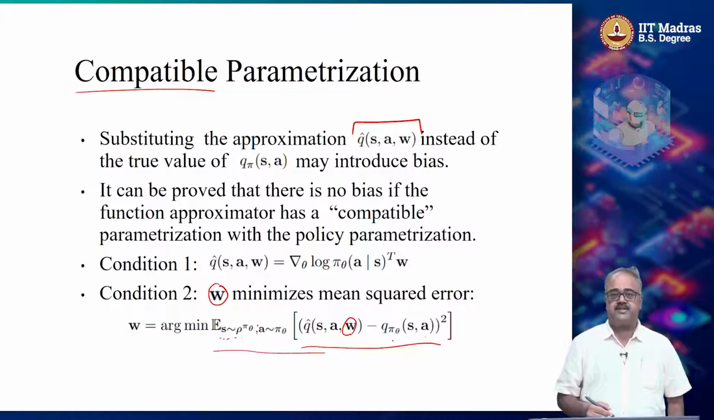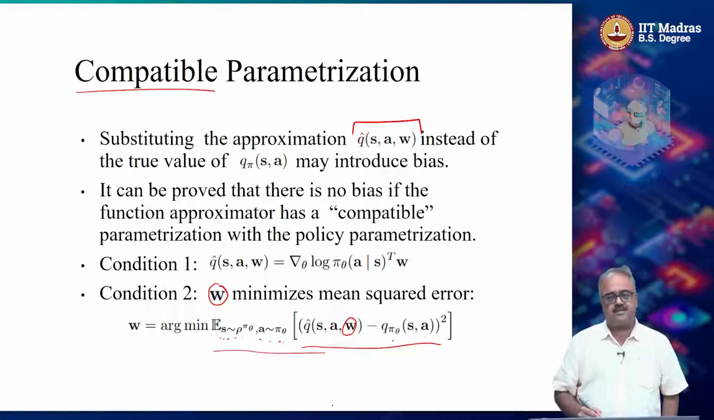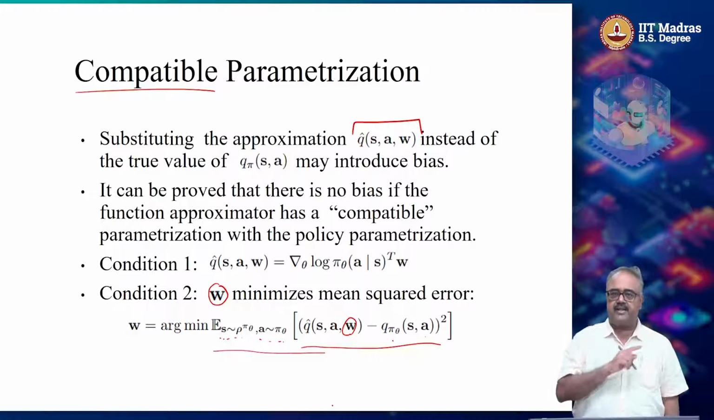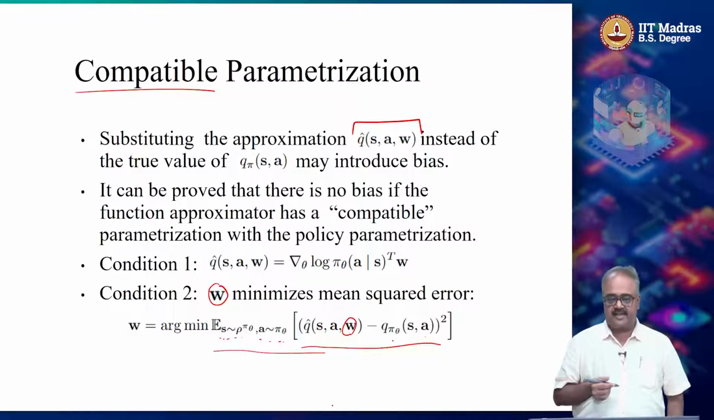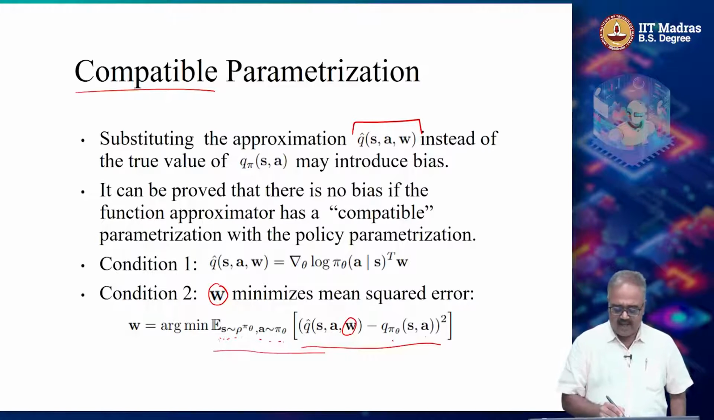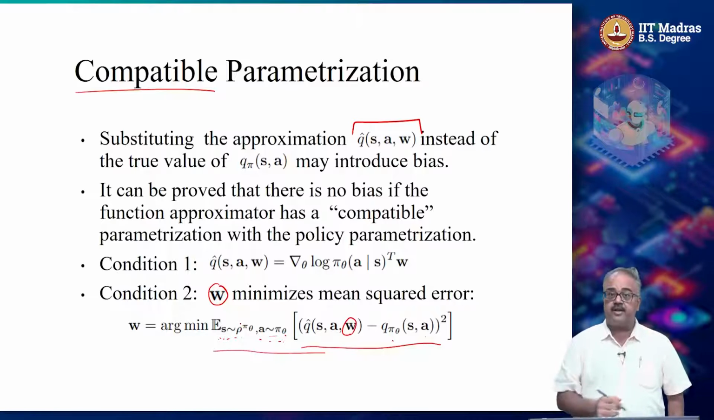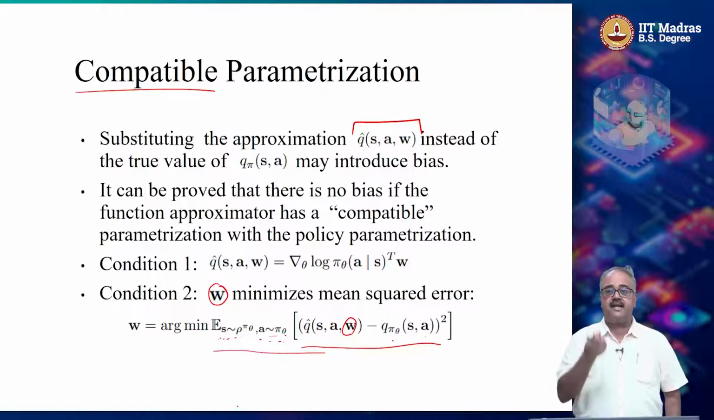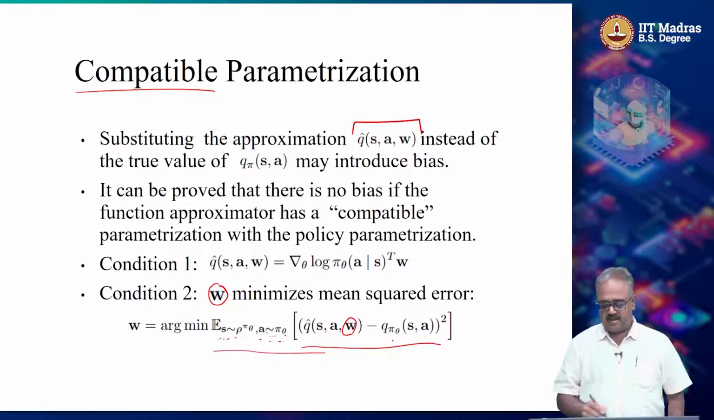That basically means I have to take actions according to pi theta, and I am sampling the actions according to pi theta. We looked at this: we had two expectations, and we reduced it to a single expectation when we did the simplification of the policy gradient theorem. So, what it says is, if you take the expected squared error according to the distribution that we are using in the policy gradient theorem, then W should be chosen such that that expected squared error is minimized. So, W minimizes the mean squared error.